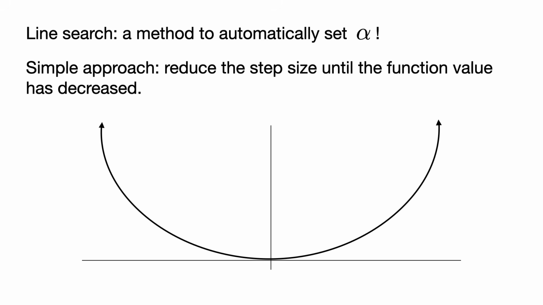A simple approach is to reduce the step size until the function value has decreased. So let's see what that looks like. We're going to start here. Our alpha is way too large, so we end up way over there. And we see that the value of our function has increased. It's gone up. So we reduce alpha, and we try again. We're still going up. We reduce alpha. We try again. We've gone down. Now we can accept it. And we retain that new point.